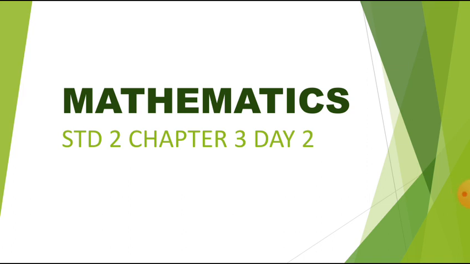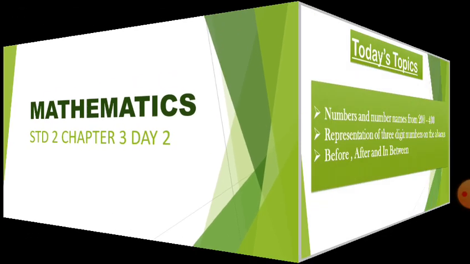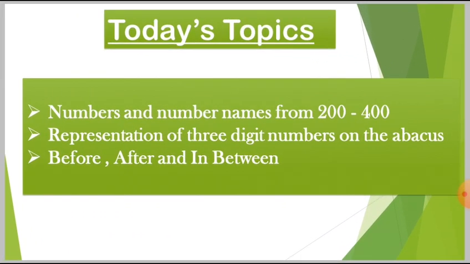Today, we are continuing chapter 3, Numbers. So, my dears, in this chapter, we learned numbers from 1 to 200 in the previous classes, isn't it? Today, we are moving to the next topic, and that is numbers and number names from 200 to 400. Representation of 3-digit numbers on the abacus, then before, after and in between numbers. These all topics we will discuss today.